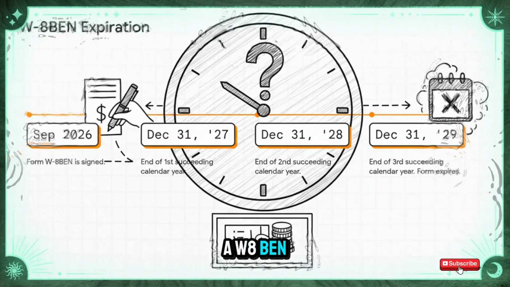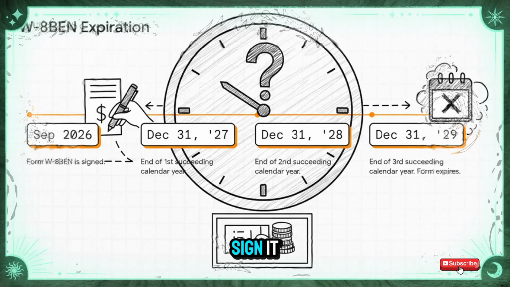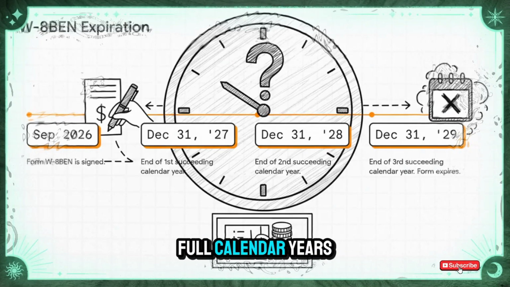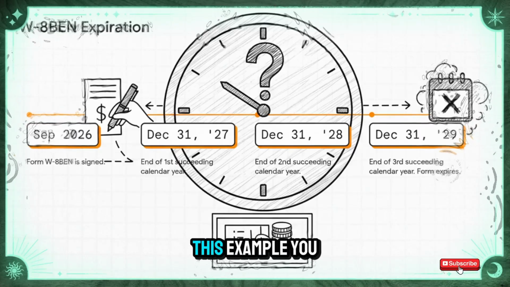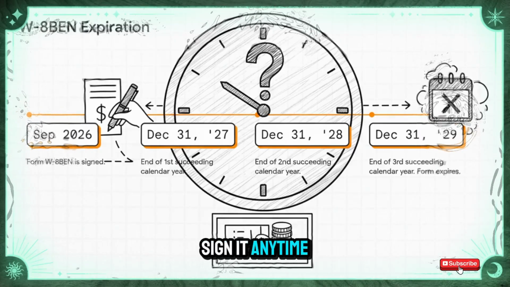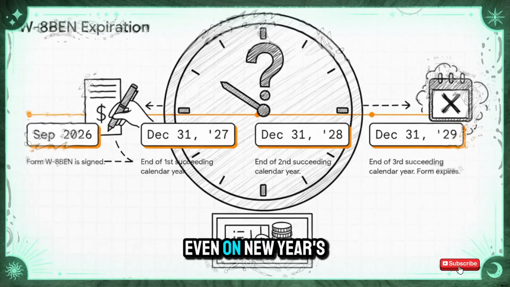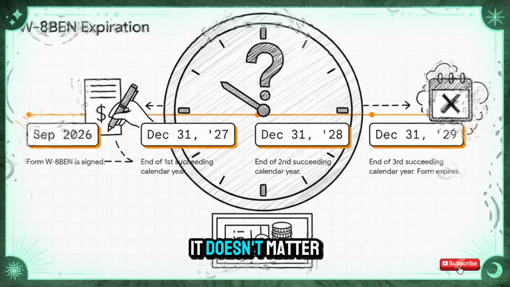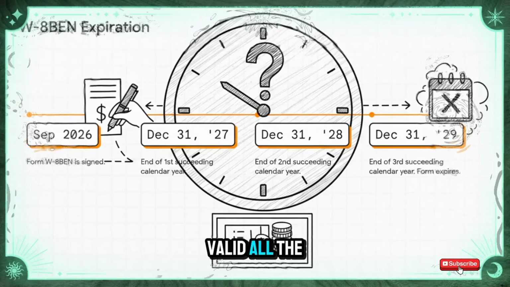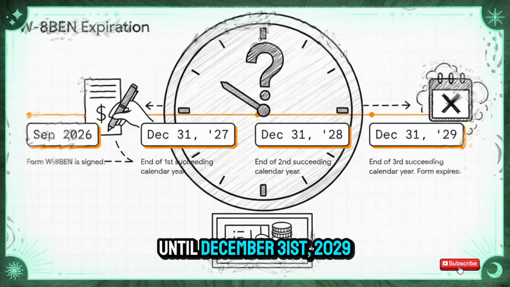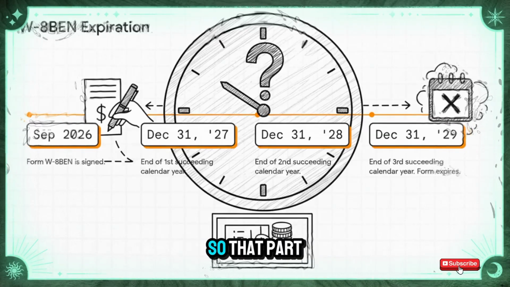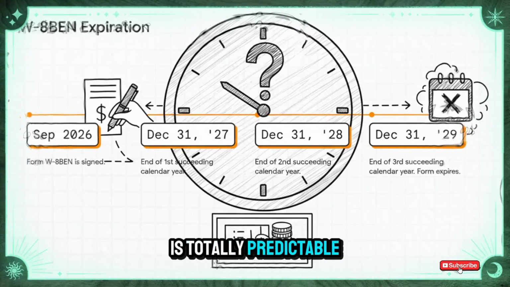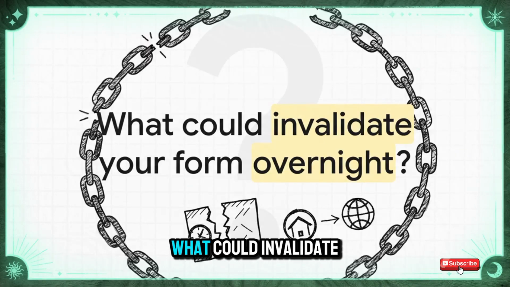A W-8BEN stays valid for the year you sign it, plus 3 more full calendar years. So look at this example. You sign it anytime in 2026, even on New Year's Eve, December 31st, it doesn't matter. It will stay valid all the way until December 31st, 2029. So that part is totally predictable. But what could invalidate your form overnight?